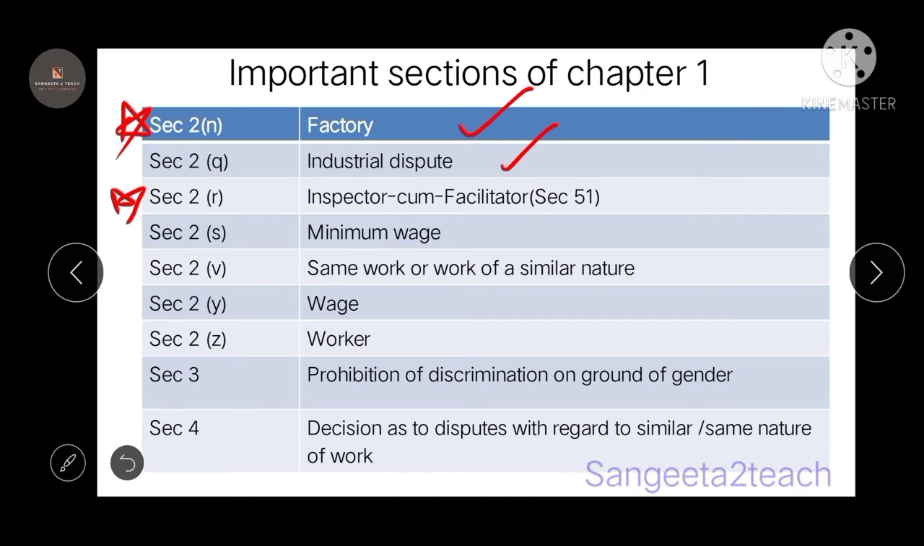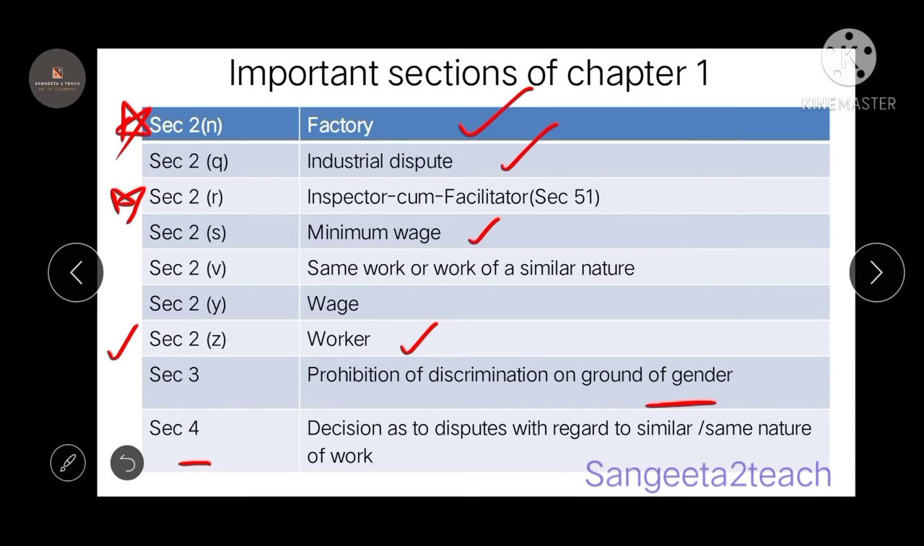Section 2 of S talks about the minimum wage. Section 2 of V is talking about the same work or the similarity of work, similar nature kind of work. And coming to the definition of wage, it is defined in section 2 of Y. Section 2 of Z defines worker. Section 3 is prohibition of discrimination on the ground of gender.